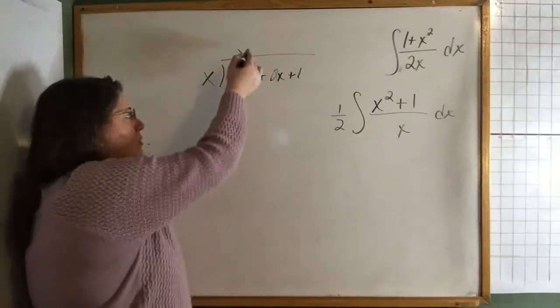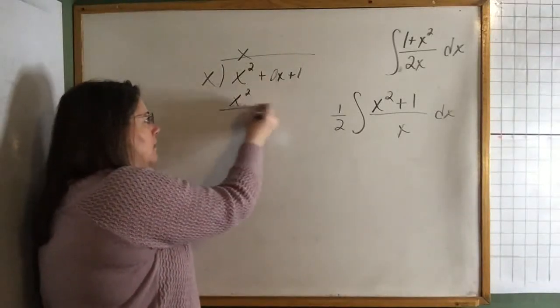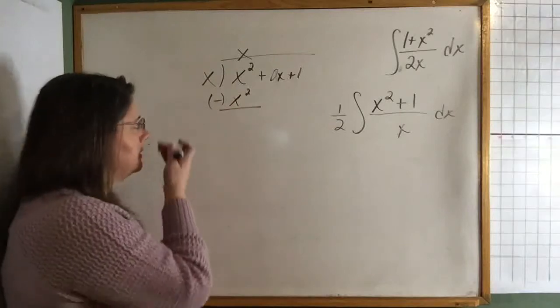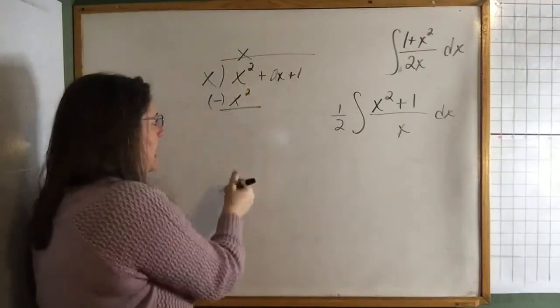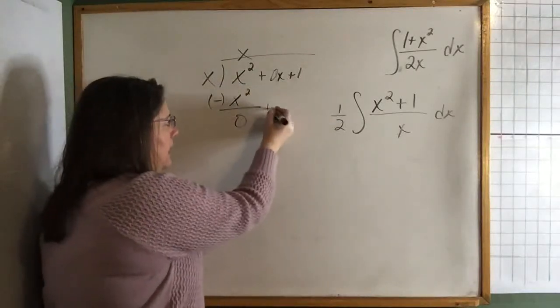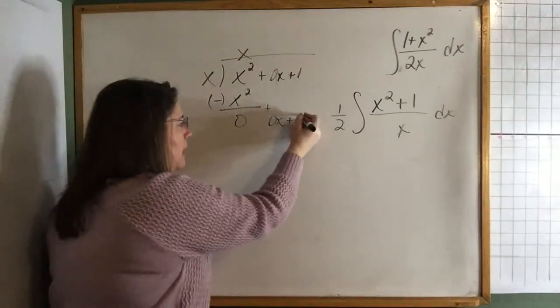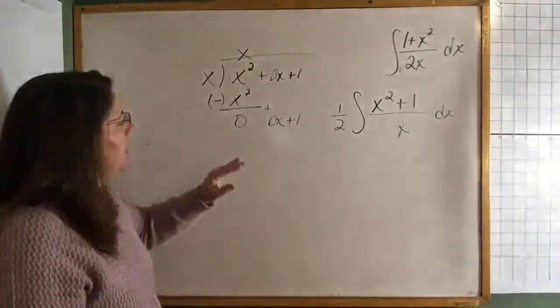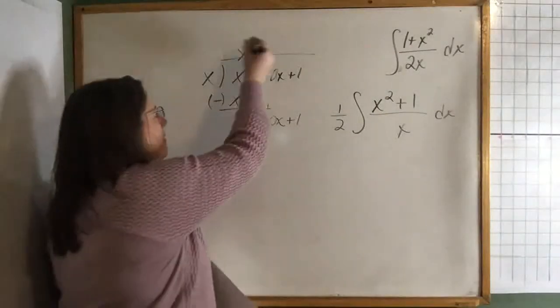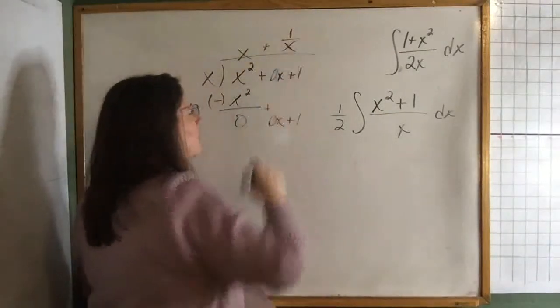I'm going to multiply. X times x is x squared. I will subtract. When I subtract that, I get 0. When I bring down my 0x, that doesn't go in. So now I need to bring down my 1. So we have a remainder of 1. So that's x plus 1 over x as our rewrite.